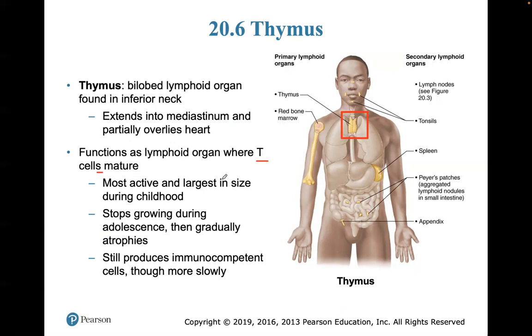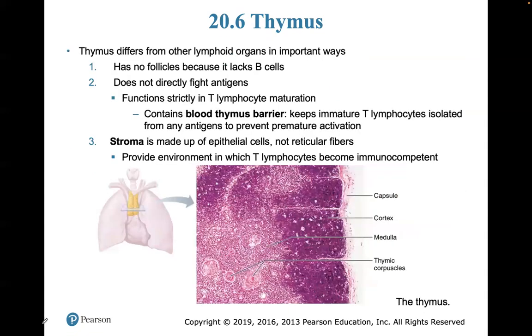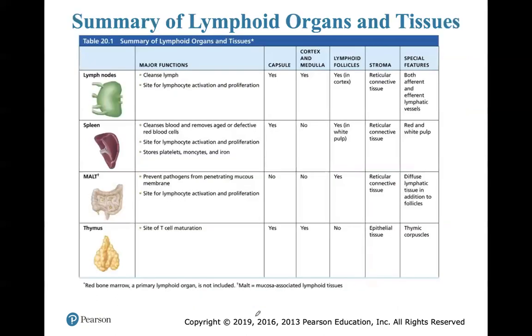This is mostly active and largest during childhood. After that, it slightly starts decaying, atrophies. But it still produces some immunocompetency, which means it helps T cells to mature. It lacks B cells and is strictly dedicated to T lymphocyte maturation. Okay, that's how it looks. We'll not get into too much of the structure of the thymus.